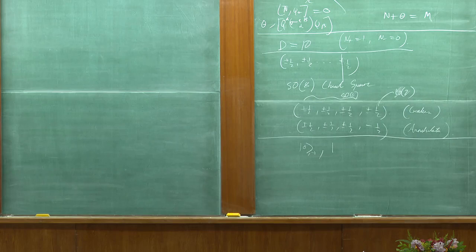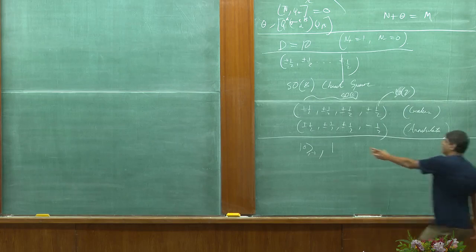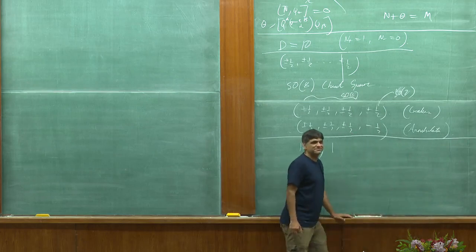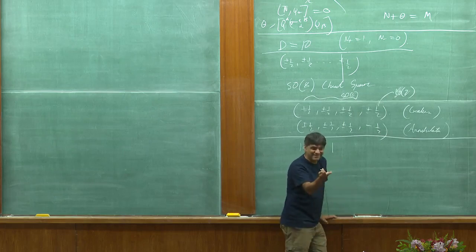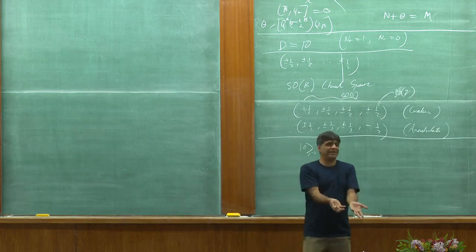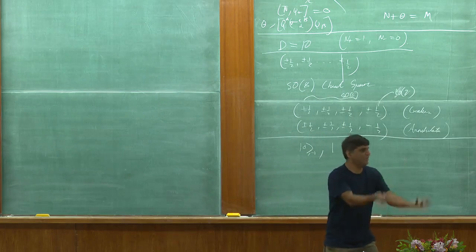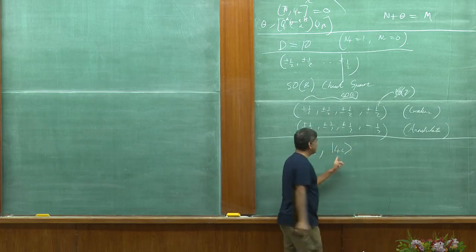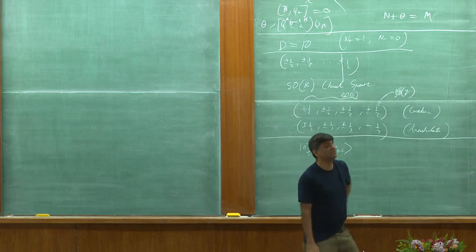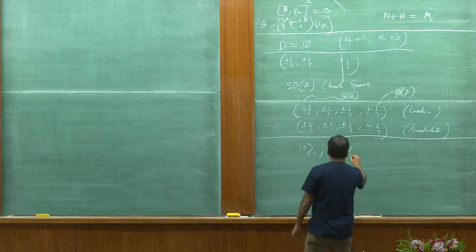That is clear? Okay. What representation of SO6 will this state transform in? Very good. Louder? Chiral spinor. Because the vacuum was invariant under SO8, and you acted on it with a chiral spinor. So it will transform like a chiral spinor. So let's call this 4C. 4C means the chiral spinor representation of SO8, SO6. And this has charge minus 1.